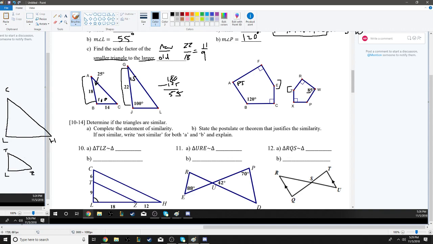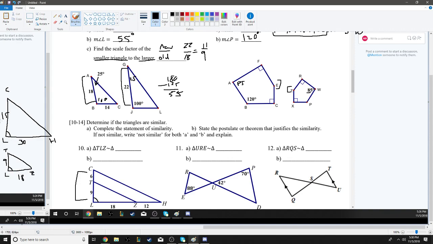Okay. So notice they both have L in common. That's called the reflexive property. And this is 9. CL is 15 because 6 and 9 together make 15. And then LH is going to be 30 because 18 and 12 together makes 30. Okay. So we're looking like side angle side. We have to make sure they're proportional.